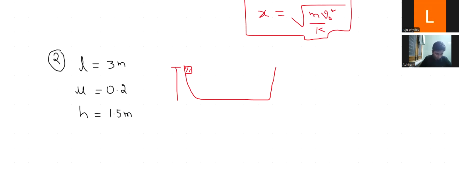This is height h equal to 1.5 meters. And the flat length is given, that is L equal to 3 meters. Here the friction coefficient is mu equal to 0.2.